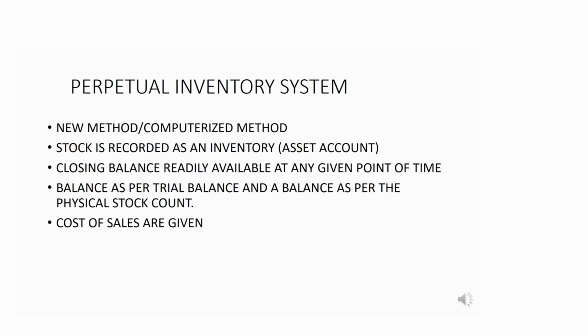Stock is recorded as an inventory asset account. So whenever we buy trading stock, you debit an asset and you credit an asset. You debit inventory and you credit bank in the case of a cash purchase. But if we bought goods on credit, you will debit the inventory account and credit your creditors control or accounts payable, simply because we are using a perpetual inventory system. Stock is recorded as an asset from the date of purchase.